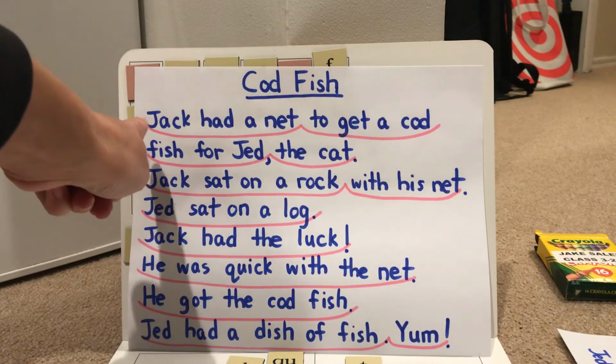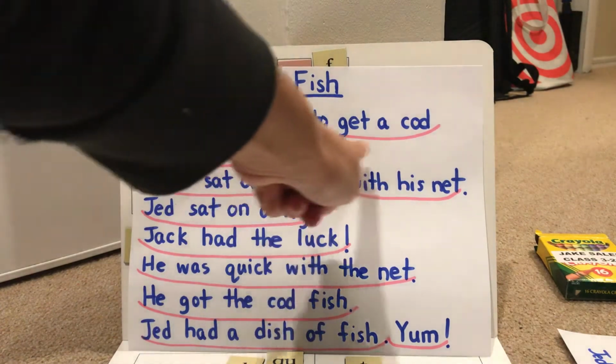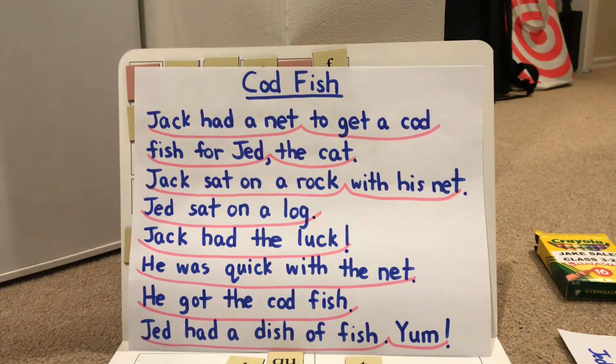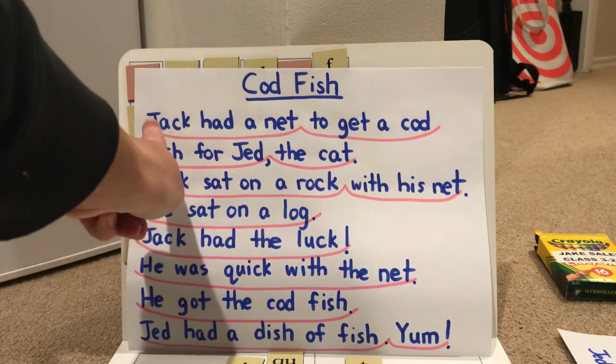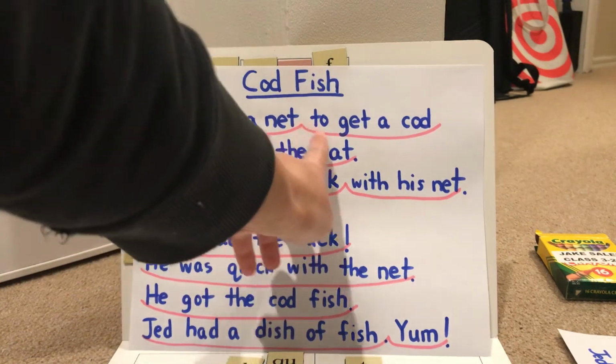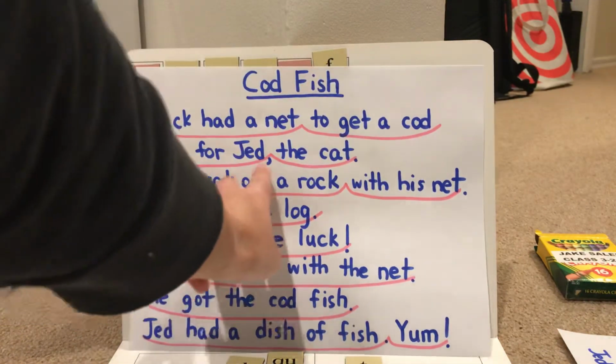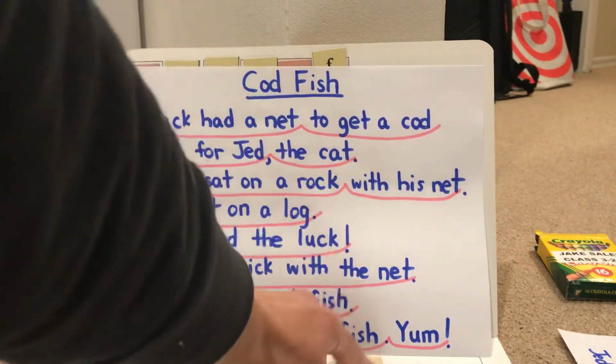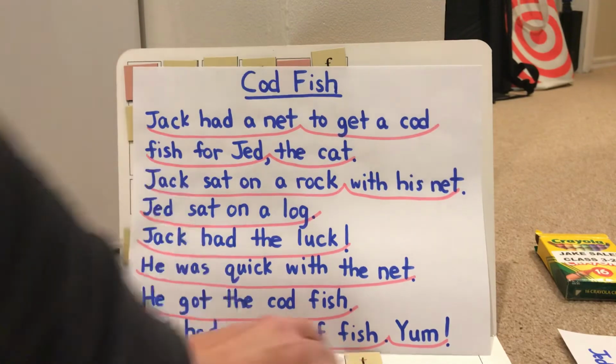Now, if you notice, these pink lines I have here, those are called scooping marks. When we read, we want to read with fluency, like a grown-up, right? We don't want to read like Jack had a net. We want to read in a smooth voice like this. Jack had a net to get a codfish for Jed, the cat. That's how we follow the scooping marks, right?